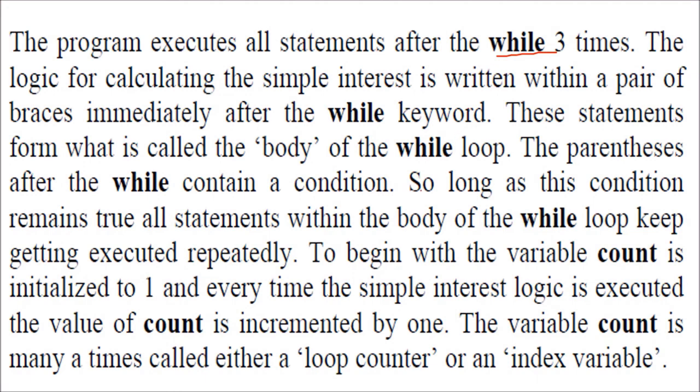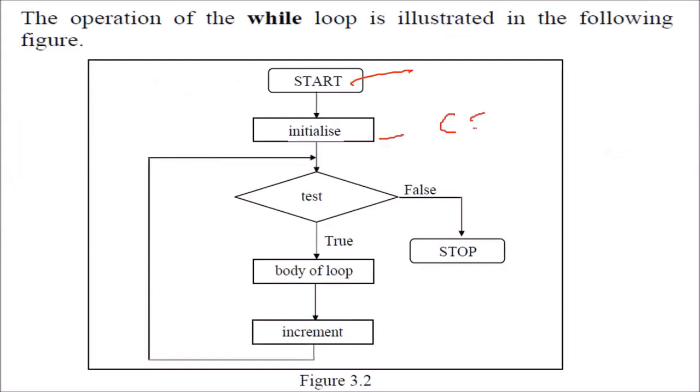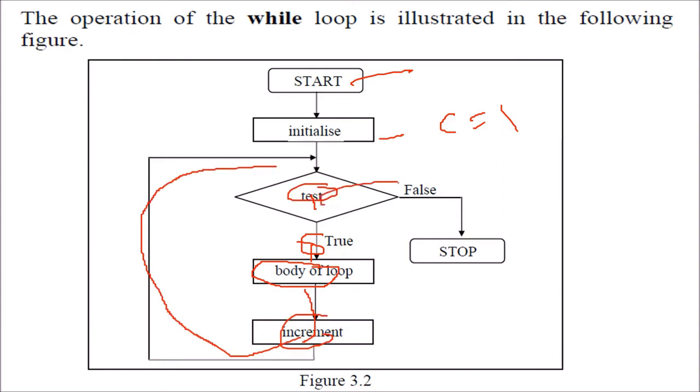So we are incrementing. Let us see. We started by initializing count equal to 1. We tested the condition and this condition was true. So when it became true, we entered the body of the loop and we incremented it. We incremented it again and again checked with the test condition. We did it again and again till the condition becomes false. If the condition becomes false, we come out.